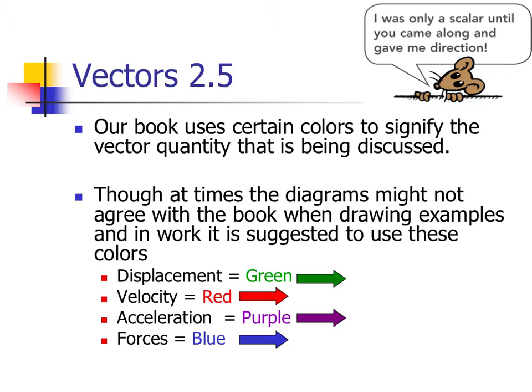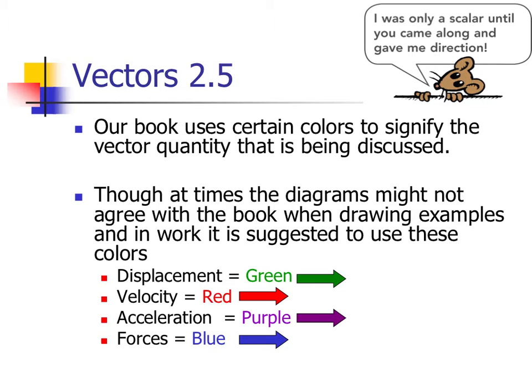Some of the examples that I do today will not have these colors specific. However, when we get into moving forward with them, the colors will be very specific. And when we draw out our examples, I will try to make sure that the colors follow this as well. Okay? And it is suggested, as always, to make sure that we use this for vector quantities.